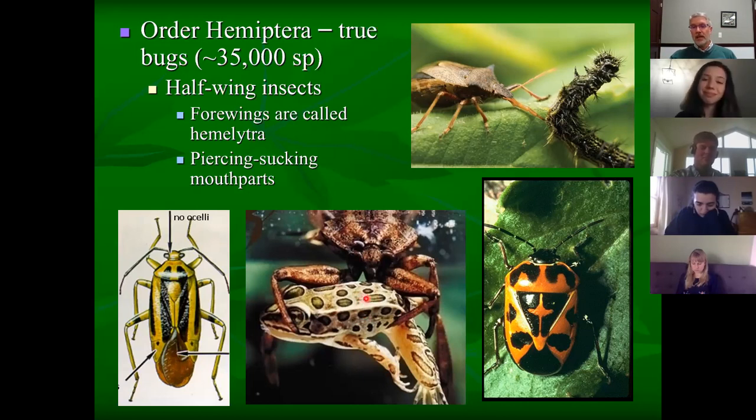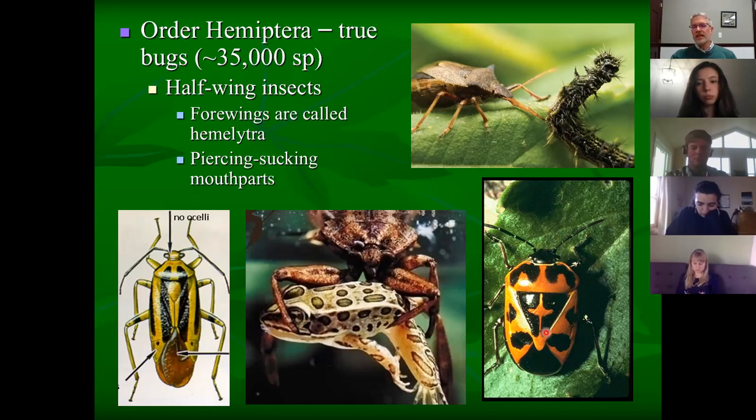Now, there are plant eaters and predators. So like here's a predatory bug with piercing, sucking mouth parts extended into the caterpillar. Here, eating a frog. But here, this harlequin bug, again, with a really beautiful hemelytra and triangular mesothorax. And here's the prothorax and then the head.